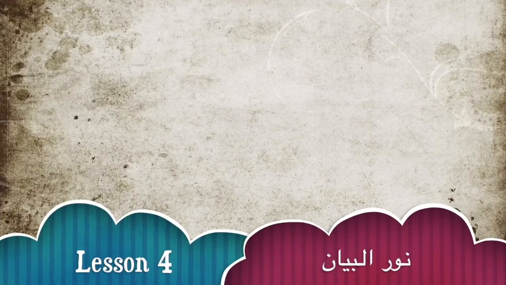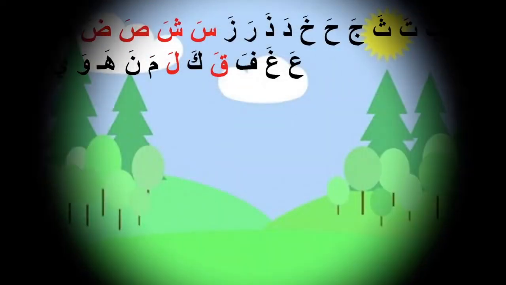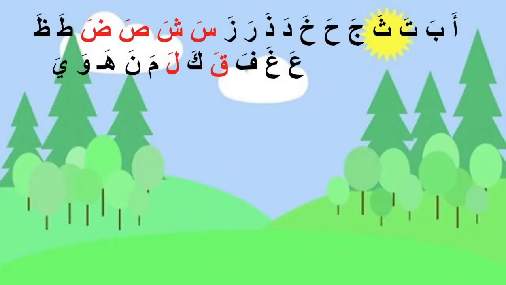Welcome to lesson 4 from Noor al-Bayan. If you haven't watched the first 3 lessons, please pause the video and go watch them. You'll find the playlist in the description below. Noor al-Bayan is a curriculum that teaches you how to read Arabic in a fast and easy way. So let's get started. Today, inshallah, we'll talk about the 4th group of letters.